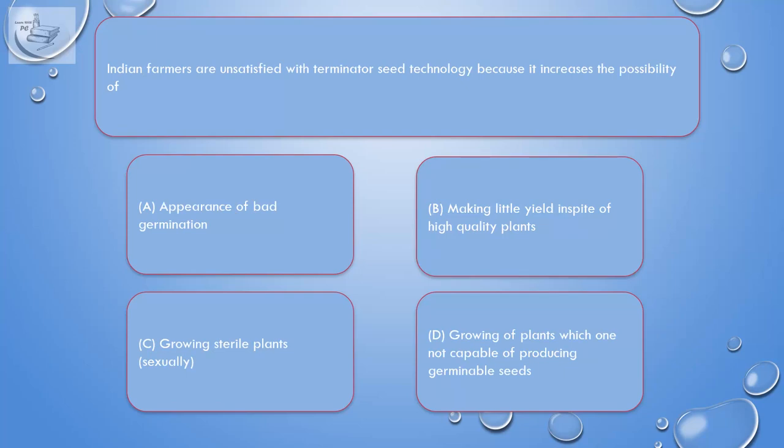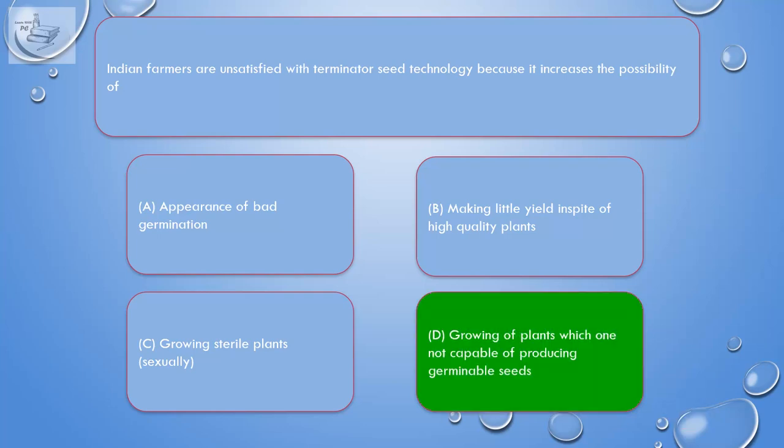Question: Indian farmers are unsatisfied with Terminator seed technology because it increases the possibility of A. appearance of bad germination, B. making little yield in spite of high quality plants, C. growing sterile plants sexually, D. growing of plants which were not capable of producing germinable seeds. Correct answer is D. Growing of plants which were not capable of producing germinable seeds.